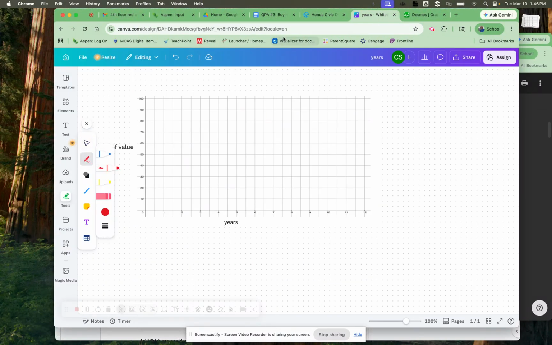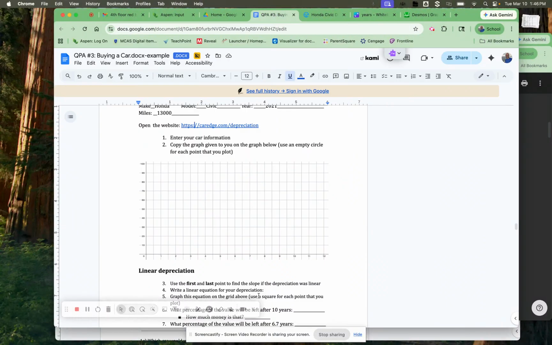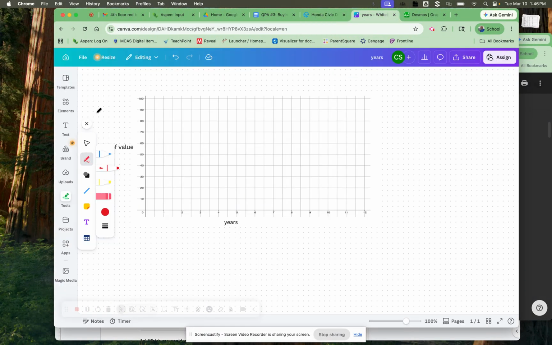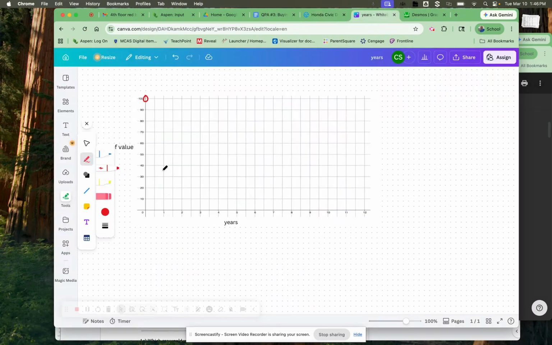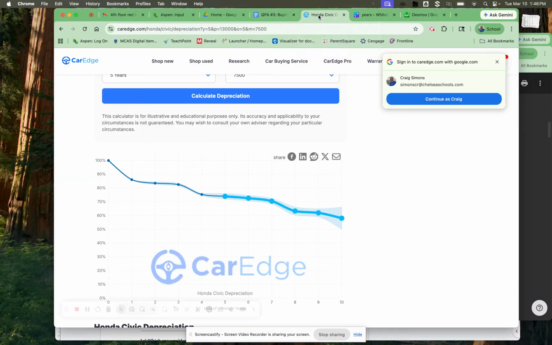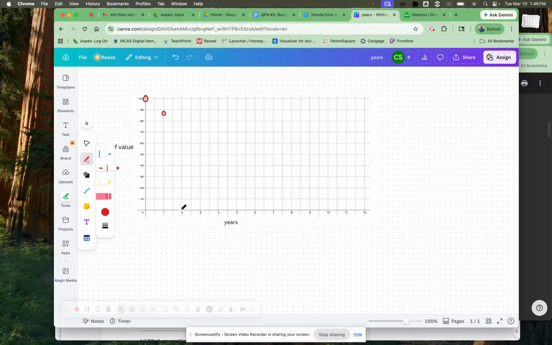Year 0, and it says to mark it with a square. Empty circle, sorry, empty circle. So I'm going to put a circle. And then at year 1, it's 86%. Year 1 is 86%, and I'm going to put a circle. Year 2 is 83%.